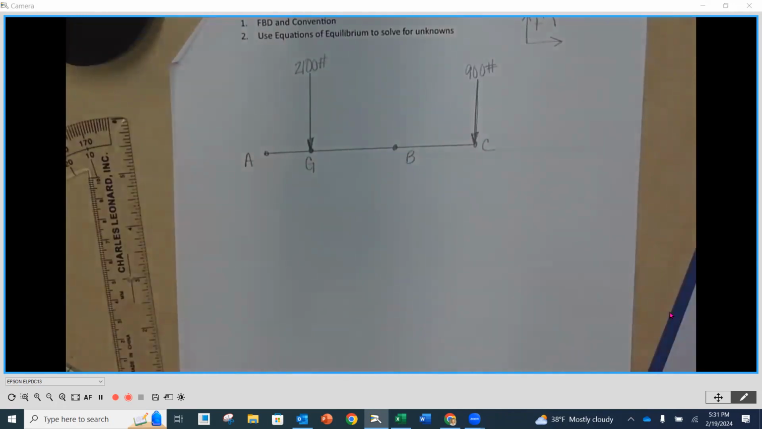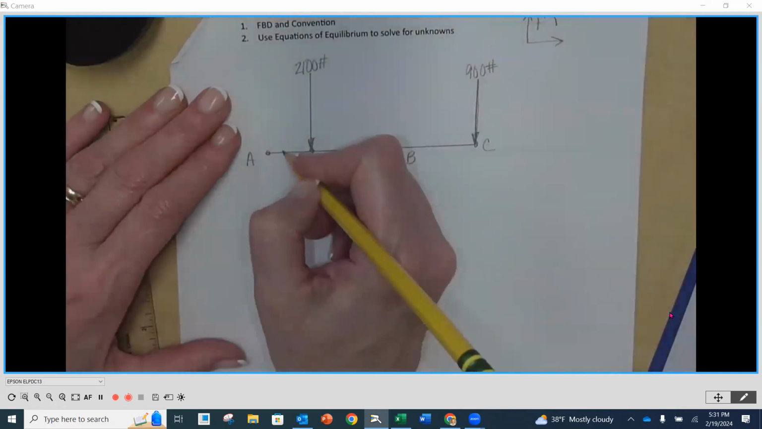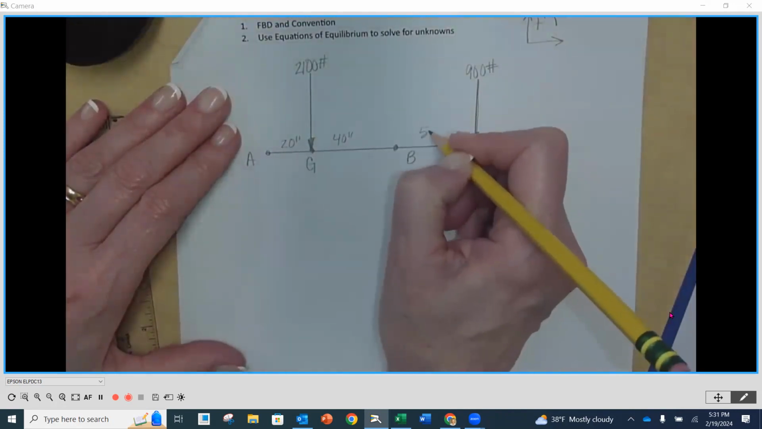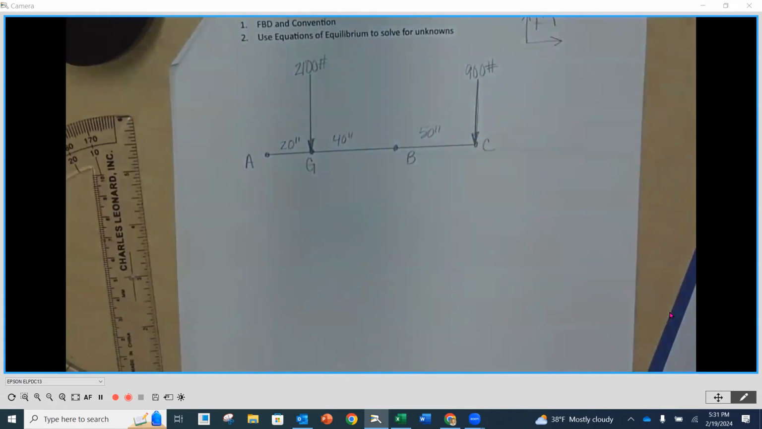Now I can add my distances. So this is going to be 20 inches, 40 inches and 50 inches. Now the last two are going to be my supports. So these are what we call the applied loads: the weight of the tractor, 2,100 pounds, and the 900, which is the weight of the gravel that we're scooping up.